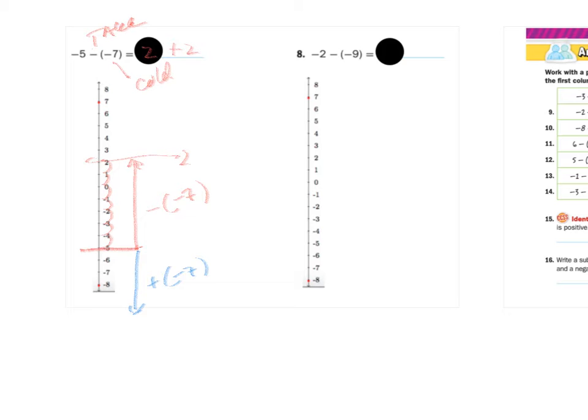Now, on problem number 8, we start at -2, and we're going to subtract -9. So we're going to take away cold. So if we're taking away cold, we're going to go up 9. 1, 2, 3, 4, 5, 6, 7, 8, 9.